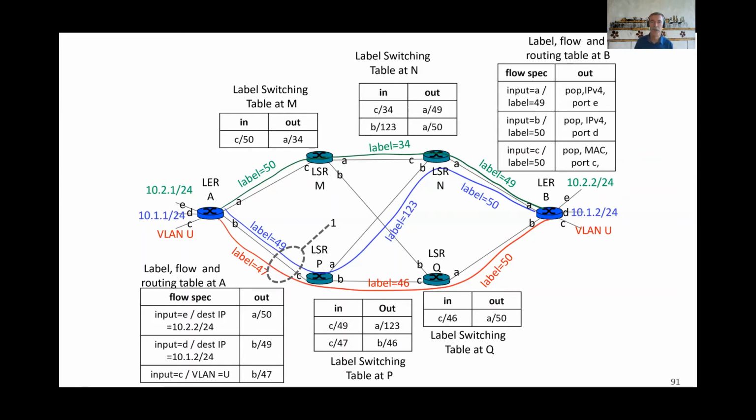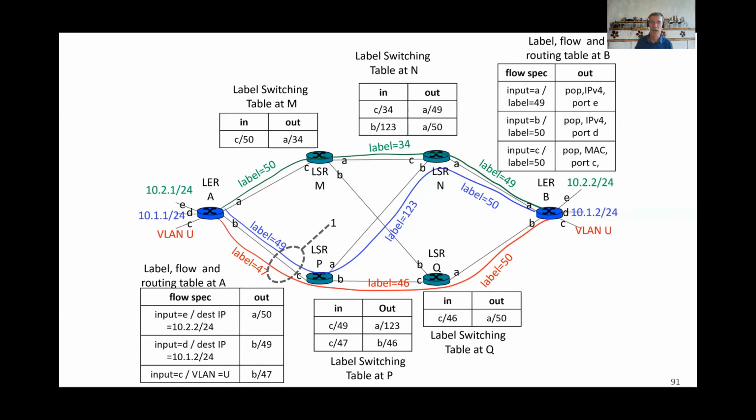At the next hop, this packet has a label 50, so that's business as usual in the connection-oriented network layer. It comes on C with label 50. The table says go out on A with label 34. Here it comes in on C with the same label, 34, and the table says go out on A with label 49. So in B, it will arrive with label 49, and then the reverse of what is shown here happens here too. It says anything that comes in on input A with label 49 should be popped. So pop means remove the MPLS header.